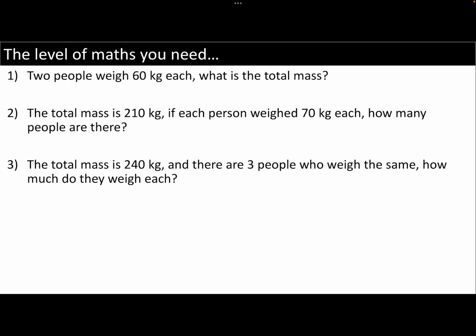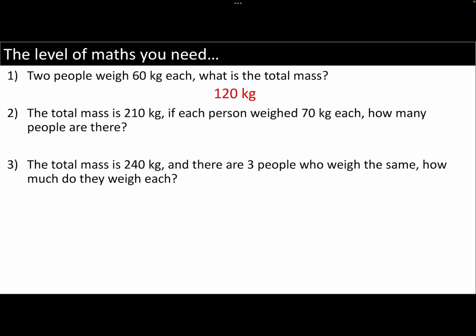That's huge. So the level of maths that you need to be able to do will be something like this. To use Avogadro's number, well, you don't always tend to use it, but to use it in terms of moles, the level of maths that you will need to be able to do will be something like this. 2 people weigh 60 kilograms each. What is the total mass?